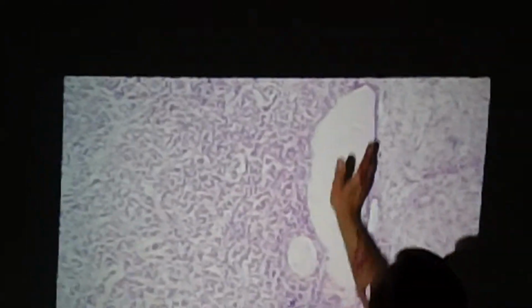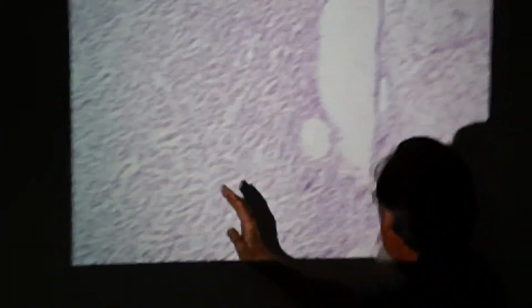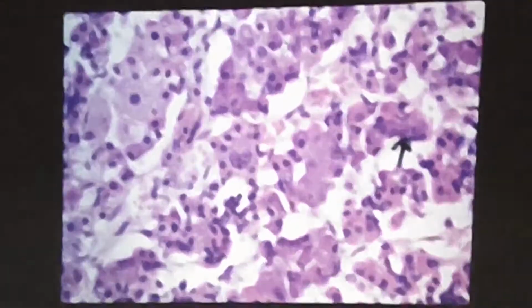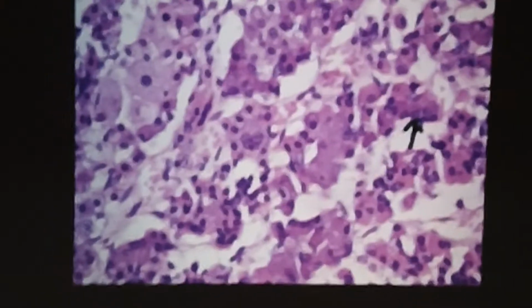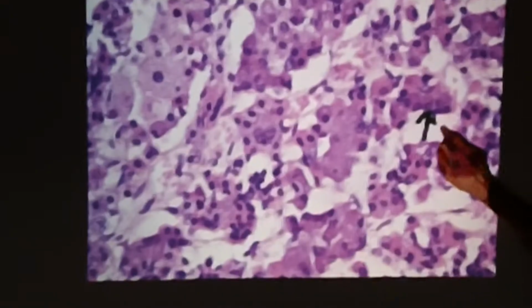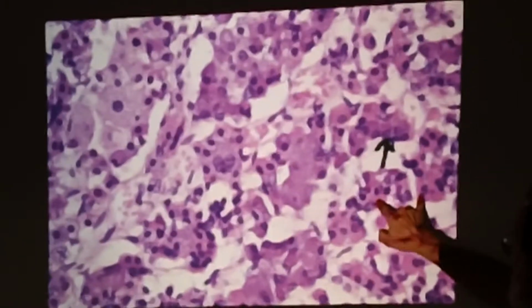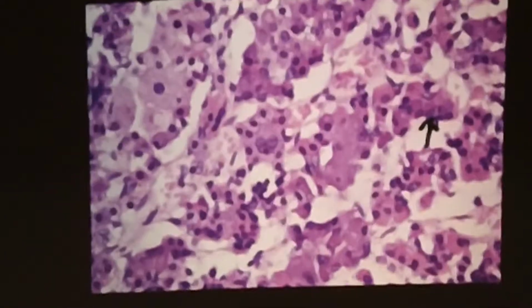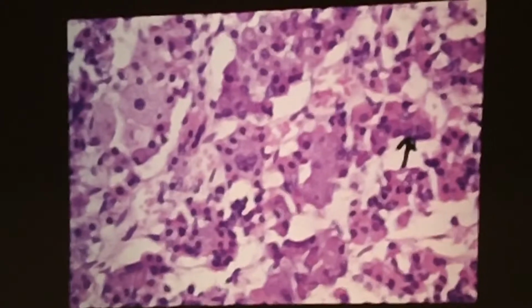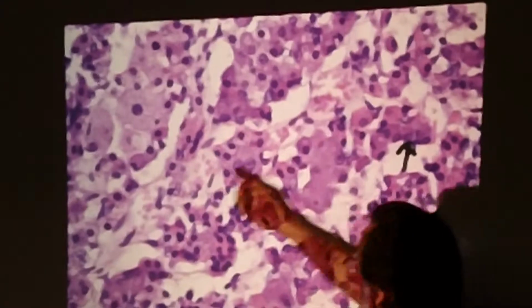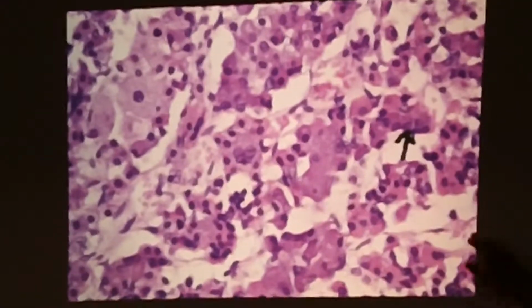Here's a higher power shot. Intermedia, right in here, distalis, nervosa. Relatively more basophilic, more acidophilic, so maybe acidophils, basophils. Again, keep in mind, notice lots of capillaries, all the red blood cells here.